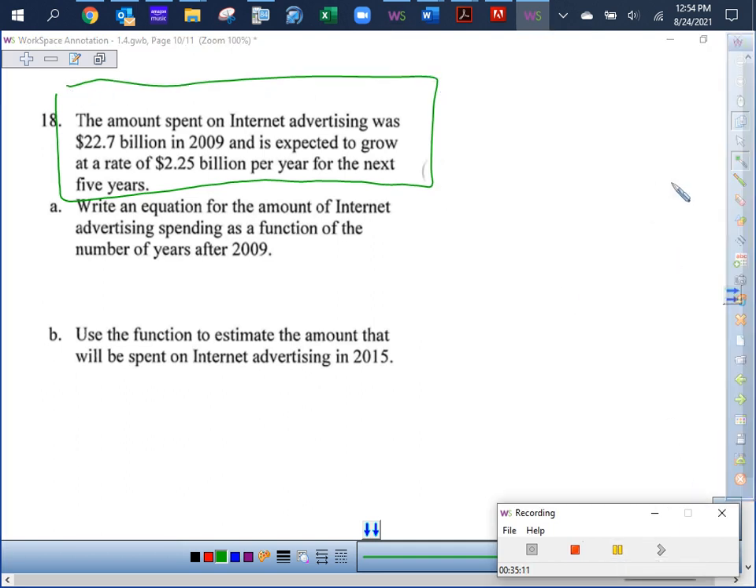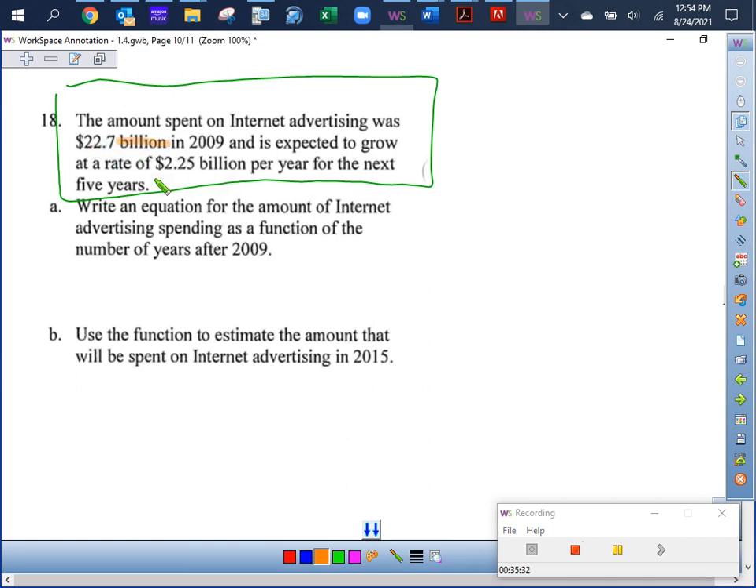Cool. They are spending money on the old internet doing some advertising. Right? Here's the tricky stuff that you're going to see throughout this unit. When we read the stories, the first thing you should read for is everything in the same units. Like right here, the amount that they spent on internet advertising was 22.7 billion in 2009, and is expected to grow at a rate of 2.25 billion per year for the next 5 years. First question, are they measuring it in the same amount of units? Right? Billions to billions.